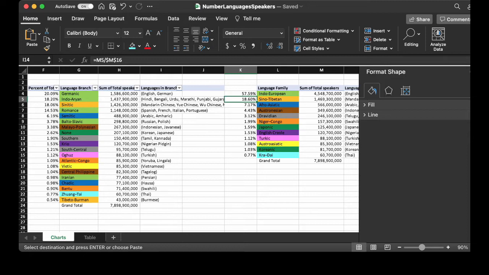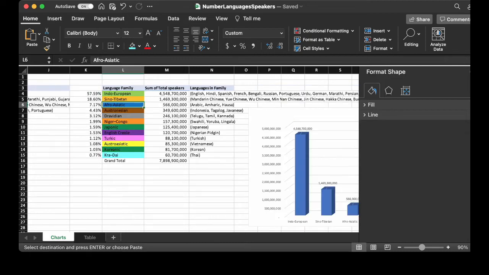18.6% speak a Sino-Tibetan. 7.17% speak an Afro-Asiatic. 4.43% speak an Austronesian. 3.12% speak a Dravidian. 1.99% speak a Niger-Congo. 1.59% speak Japonic. 1.53% speak an English Creole. 1.12% speak a Turkic. 1.08% speak an Austro-Asiatic. 1.03% speak a Koreanic. And 0.77% speak a Grey Tri.